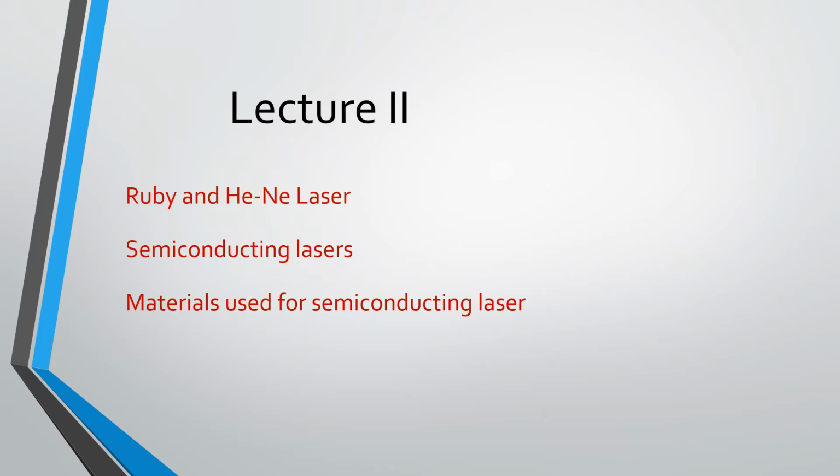In this lecture, I am going to discuss the devices which are used to prepare laser light. The types of lasers we are going to discuss are crystal laser, gas laser and diode laser. Their examples are the ruby laser in the category of crystal laser, the helium neon gas laser, and in diode laser we are going to discuss semiconducting lasers. Lastly, we will discuss the materials used for semiconducting lasers.